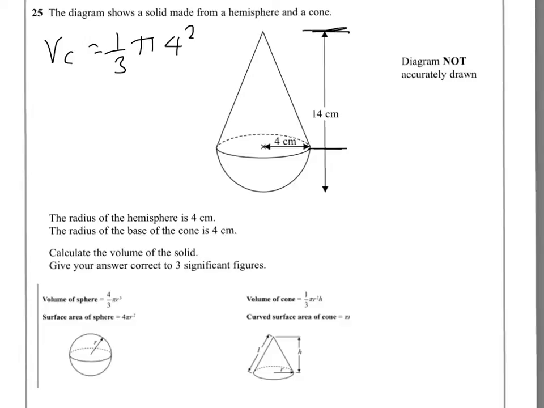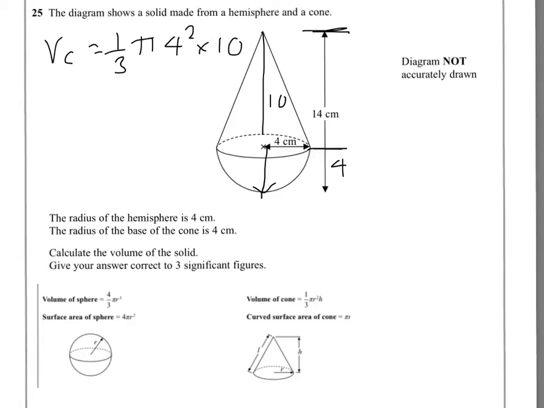It's not 14 because 14 goes all the way down to the bottom of the hemisphere, but as the hemisphere has a radius of 4, the actual bit we don't need is the 4 here. So the height of the cone then is going to be 10. So we'll put in the times 10 there, and we'll compute that on a calculator in a moment.